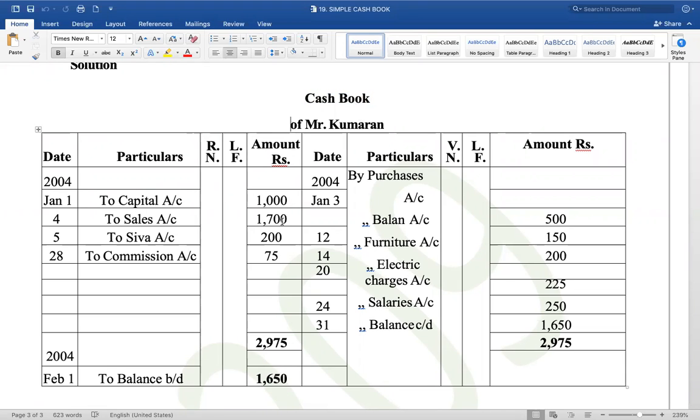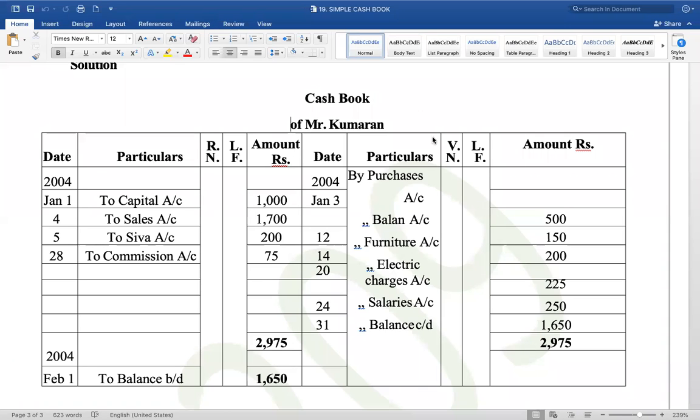Cash book debit to sales. When you sell, you got 1700. Cash book debit to Shiva. You receive 200 from Shiva. Cash book debit to commission. When you received commission, cash came in debit. When you received cash from Shiva, it came in debit. When you sell goods, cash came in debit. When you introduce capital, cash comes in debit. What comes in is applied to cash book.